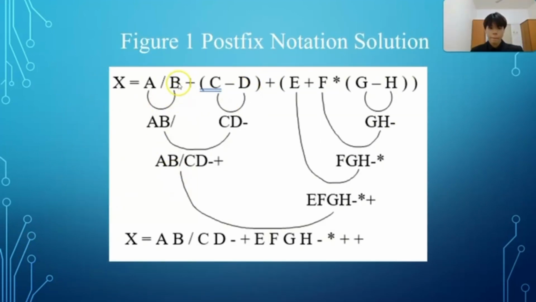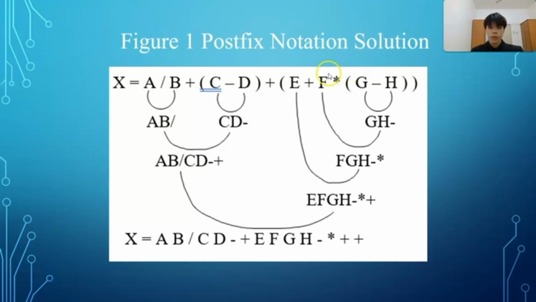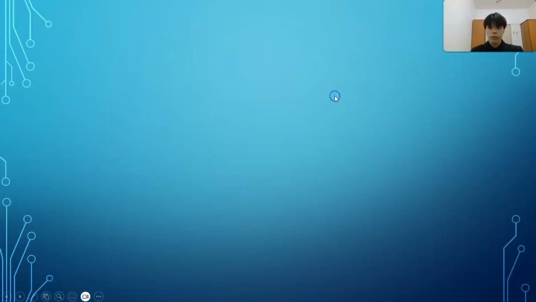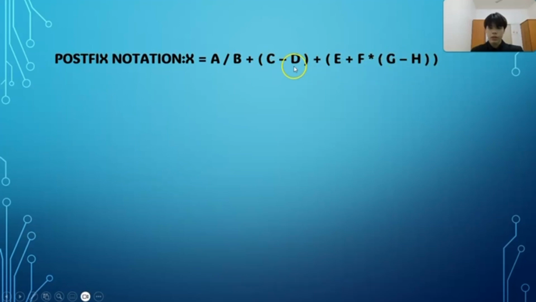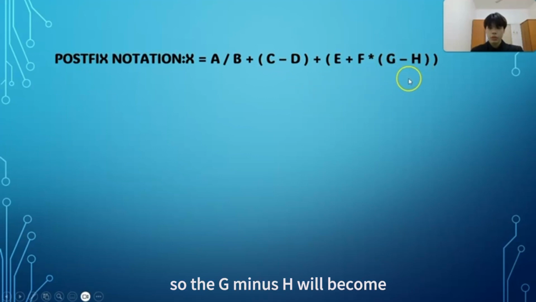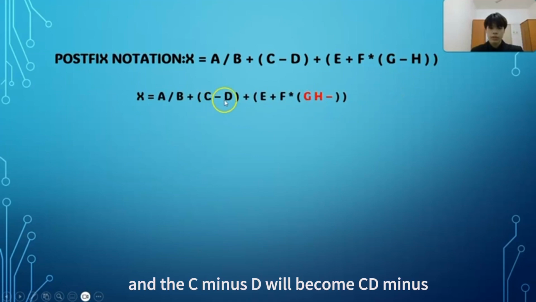Okay, let's start. You can see on the screen, we have the postfix notation solution already. Firstly, we must solve the alphabet in the brackets first, which are C minus D and G minus H. So G minus H will become GH minus, and C minus D will become CD minus.